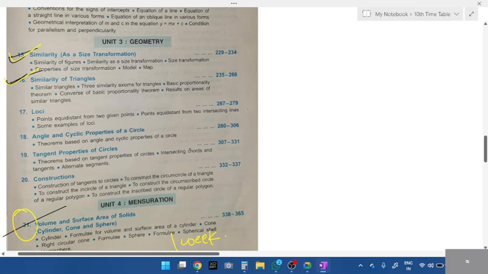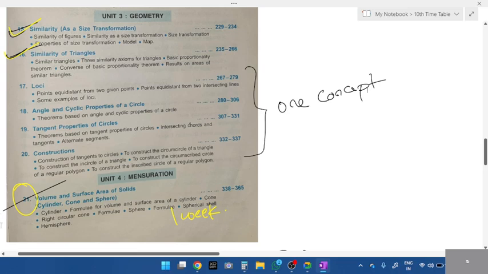Loci, see these four are one concept. It's one continuous concept. Loci, angle, tangent, and construction. Then after that, we have volume. Fine.